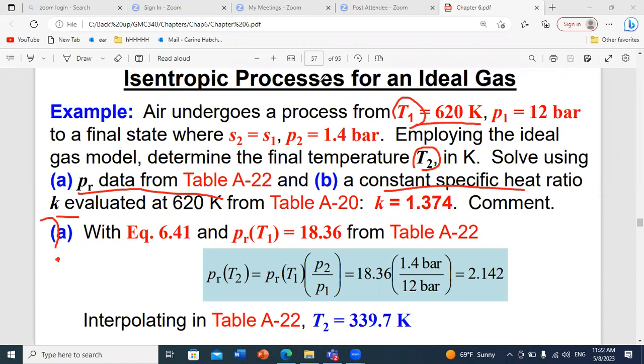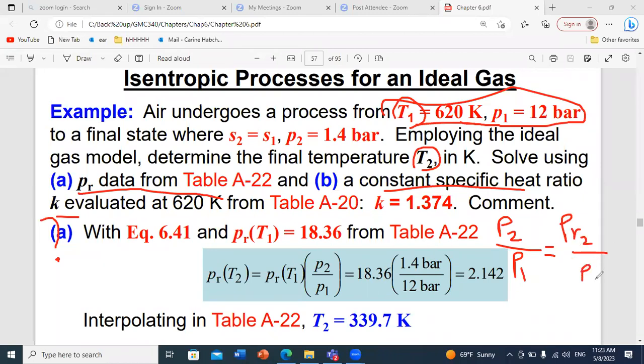So first, what do we know in this problem? We know completely state 1 because you know P1 and T1, while for state 2, you just know P2. You can say, let us do the following. We know that because it's isentropic and air, you have the right to say P2 over P1 is equal to Pr2 over Pr1. Okay?